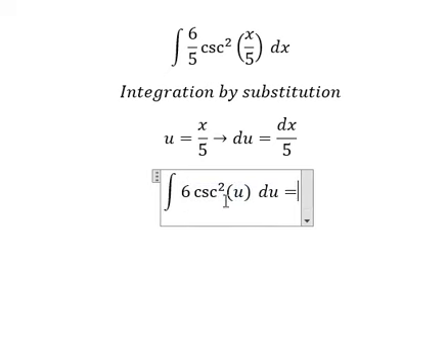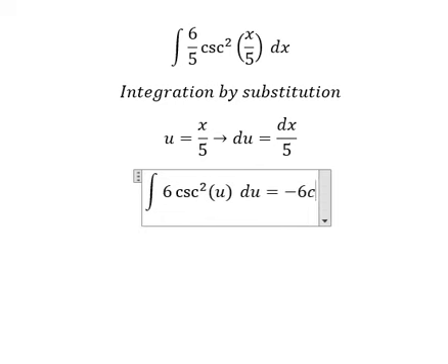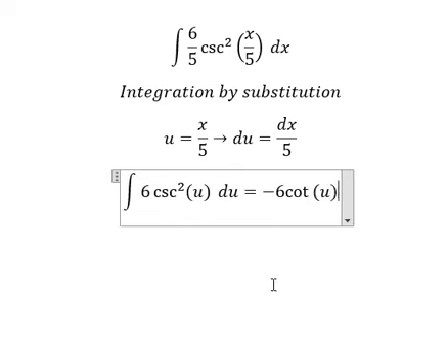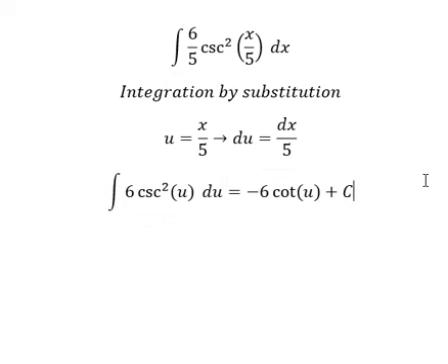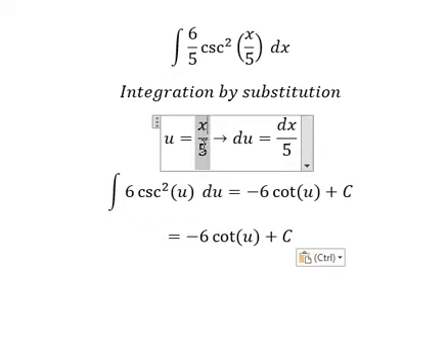So the integral of this one is negative 6 cotangent u, and I will put plus C. About u, that is s over 5.